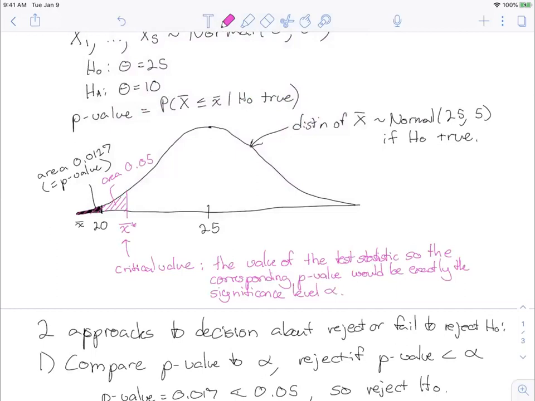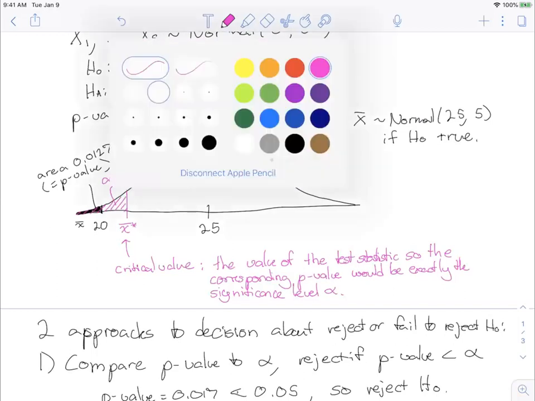And so the reason that this works is that if my sample mean is to the left of that, then the area to the left of the sample mean is smaller than the area to the left of the critical value. And so that means in particular that if the sample mean is to the left of the critical value, then the p-value must be less than 0.05. So I'm going to write those two observations on the next page.